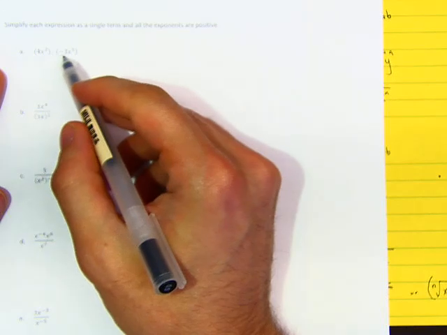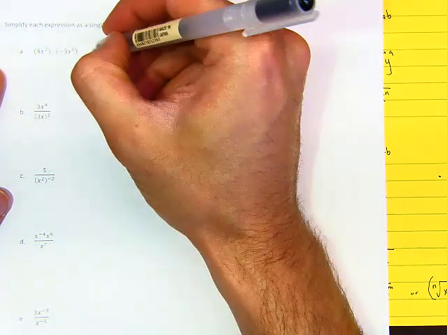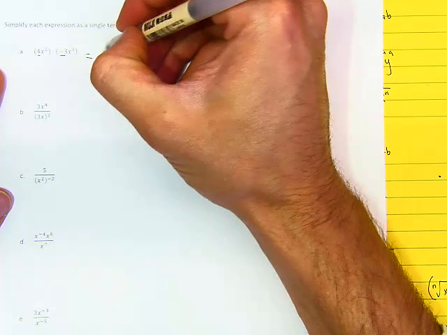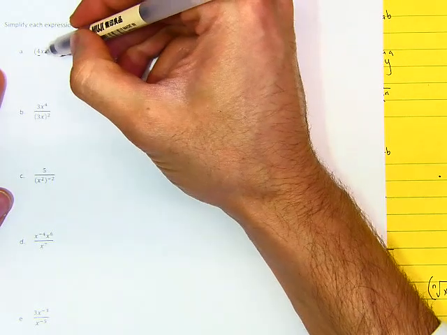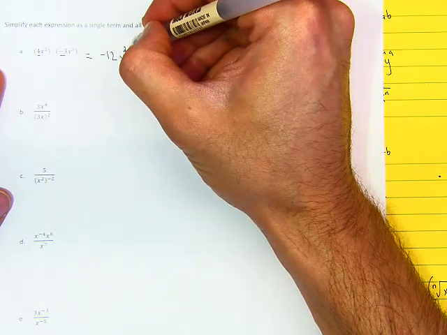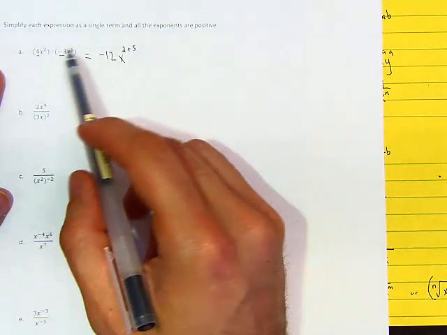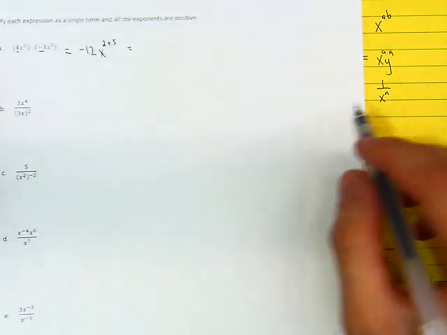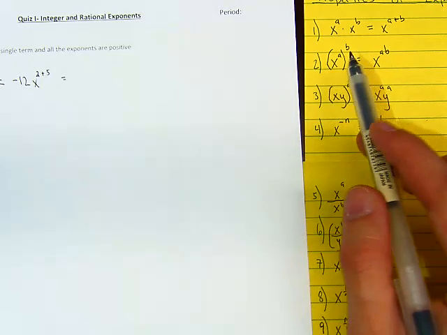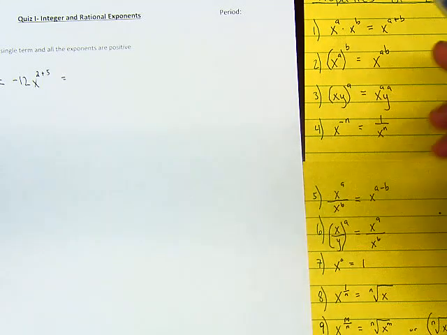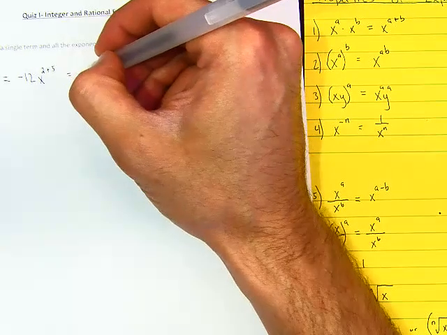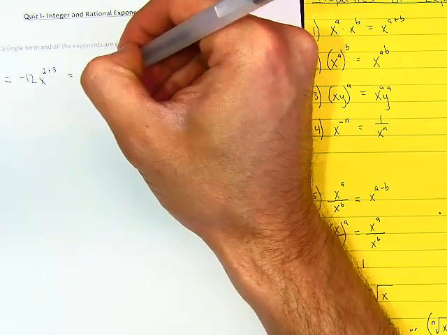4x squared times negative 3 times x to the fifth. So notice here, just take your time. First you do 4 times negative 3, and that's negative 12. And then you have x to the 2 times x to the 5, and that's equal to x to the 2 plus 5. Notice that what are we doing with these exponents? We're going to add them. And which property are we following? We're following the first rule right here, that when you multiply two variables with the same base, you add the exponent. So this is just negative 12 x to the 7.